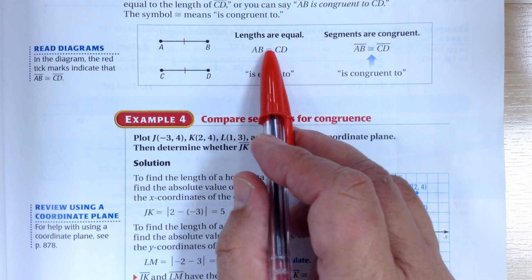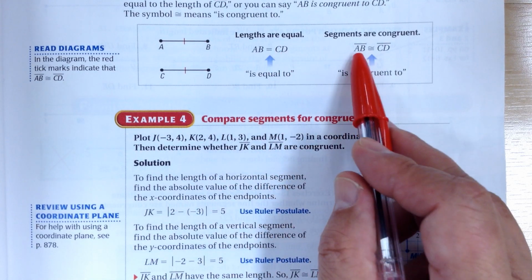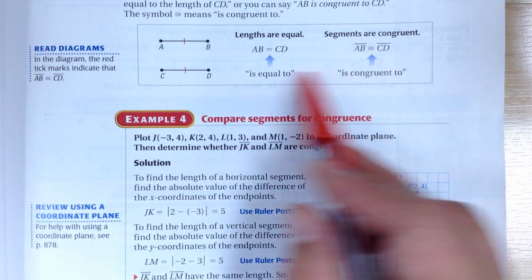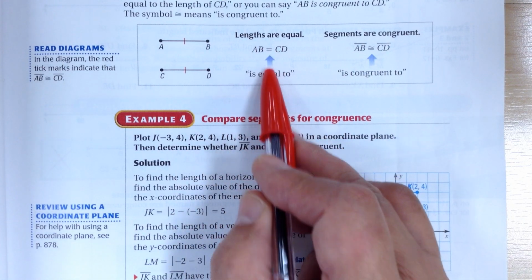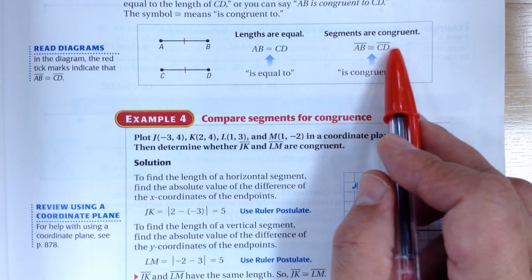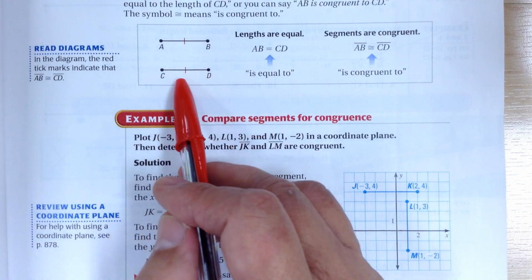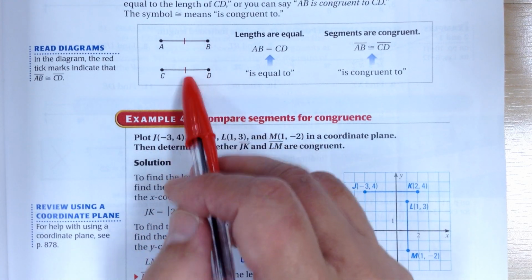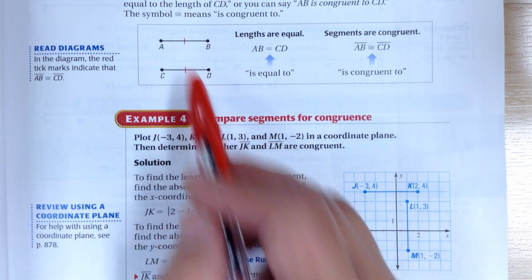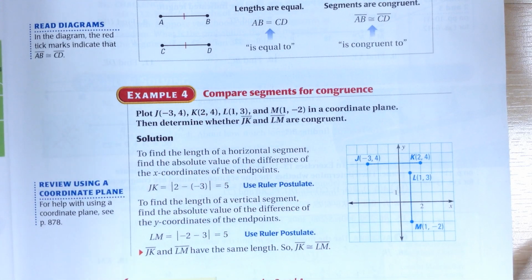The way to read it: AB is equal to CD. Over here it is AB is congruent to CD. So again, length deals with numbers, and this deals with pictures. If the two pictures are the same, they are congruent. Two pictures like these, they're the same shape, the same length, so they are congruent, which means they also have equal length. So the length of these will equal the length of these.